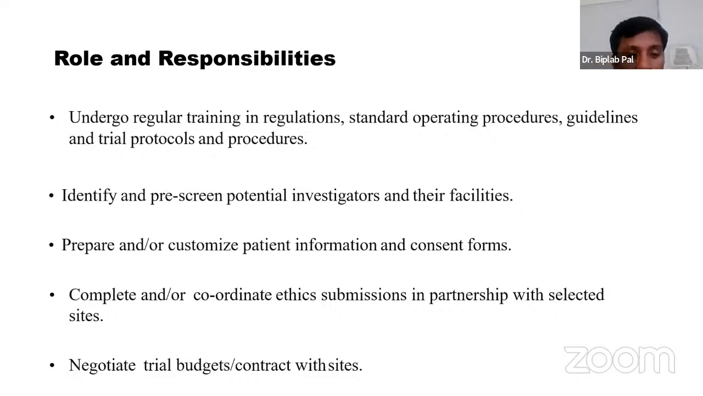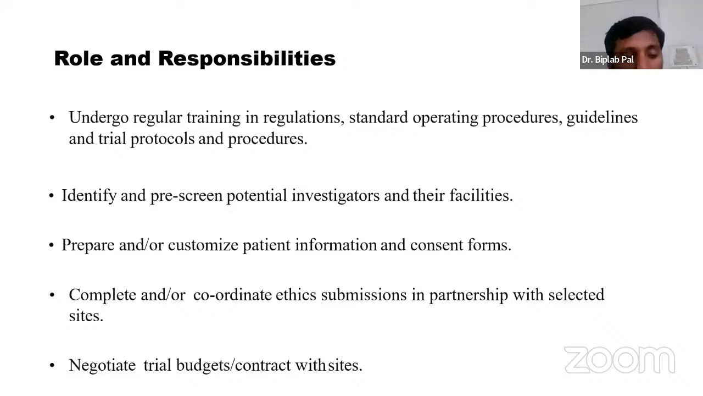The company will arrange your ticket. Then prepare and customize the patient information and consent form. The customization of the patient information and consent form is part of the CRA's job. Then complete and coordinate ethical submission in partnership with the selected site. Ethical submission means, as I told you, every clinical trial has to be approved by the ethics committee. The ethics committee needs a lot of documents. Who will send this? The CRA has to keep an eye that all the documents are up to date and forwarded to the hospital. He will forward all the documents to the CRC. The CRC will take all the documents and submit them to the ethics committee located at that particular hospital.